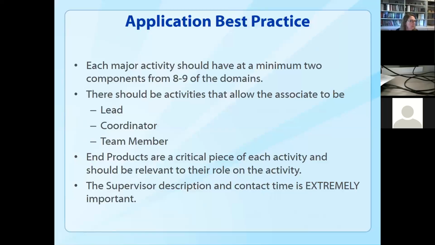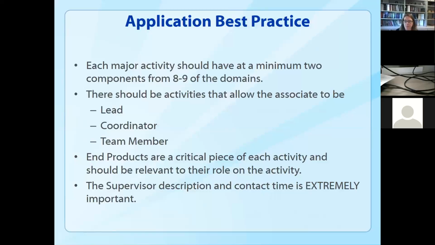That's a big one. Some applications we see, they're only a team member each time, and those never make it to me or make it to the CIO review. Having the associate be the lead on 2 activities, coordinator for some, and team member for others is going to be a good balanced activity. Questions on anything so far?